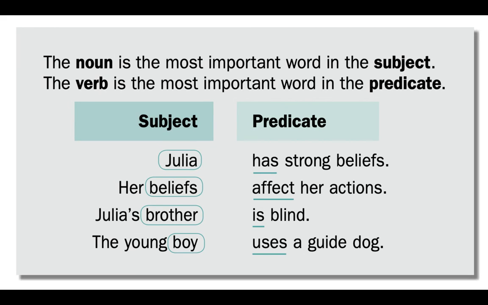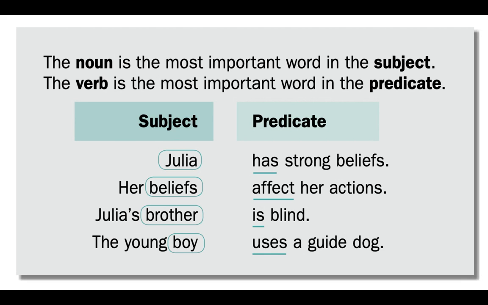The noun is the most important word in the subject of a sentence. The verb is the most important word in the predicate. Remember that the subject tells us whom or what the sentence is about, and the predicate tells us what action the subject is doing or the detail about the subject. In this chart, you see a list of subjects on your left and the predicates on the right.